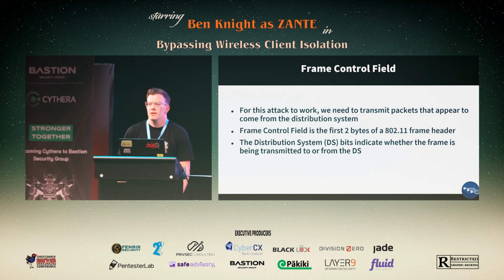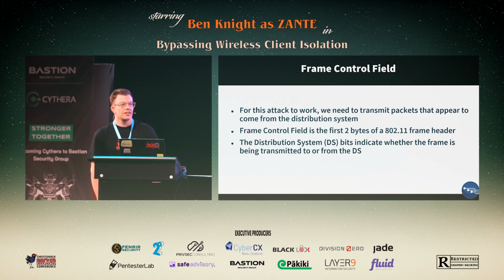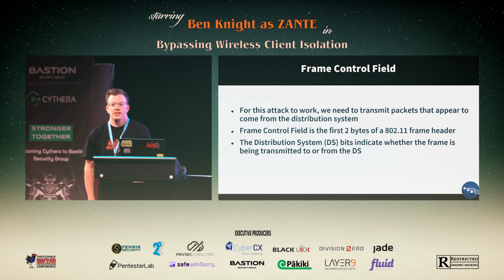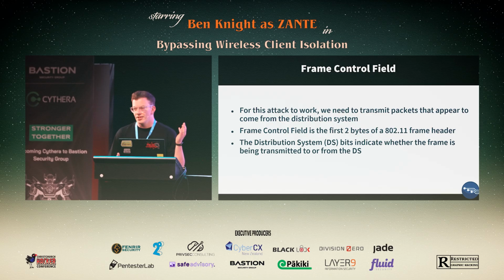A critical part to make this work is that in wireless networks, you've got what's called the frame control field. This is the first two bytes of a frame. There are other parts of this field, but the critical one is the From DS and To DS bits, the from and to distribution system. A distribution system is where our packets go out, but in this instance, it is typically the access point, or the network switch, or something. That is the distribution system.